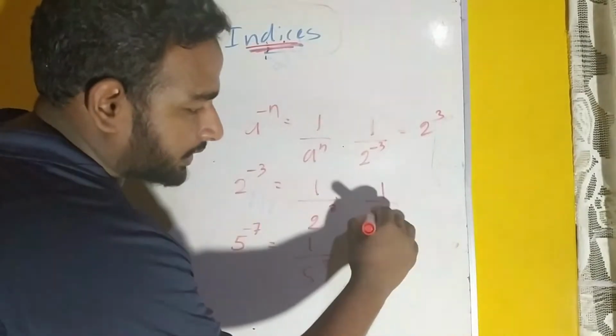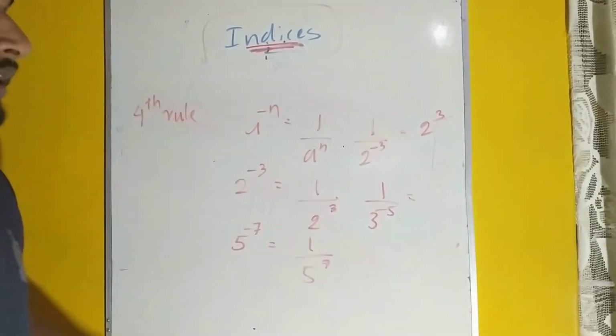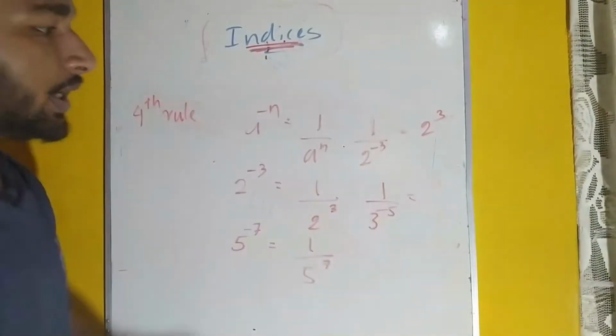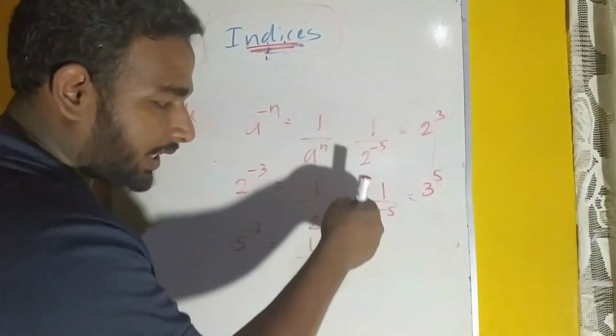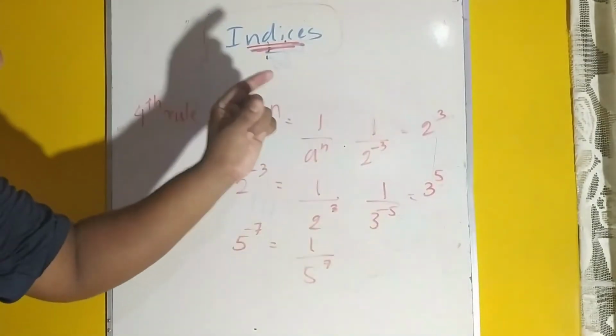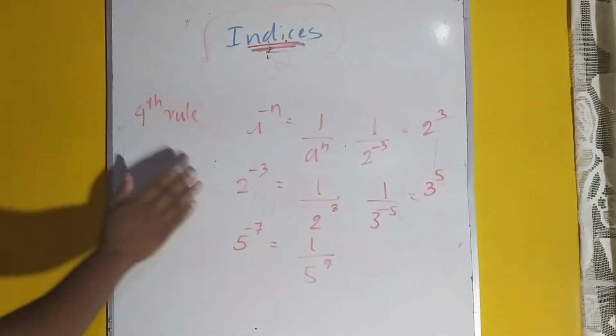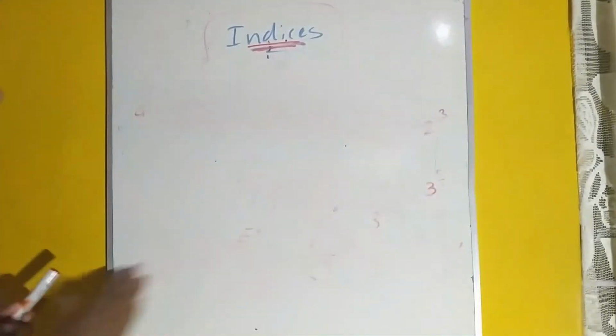So 1 over 3 to the power minus 5, if it is like this, how can you change this? 3 to the power minus 5 should become 3 to the power 5. Why? This is in the denominator. If you need to change this minus to plus, we should change the place. So this is our fourth rule. I'm just giving a question like this. Here is just an example.